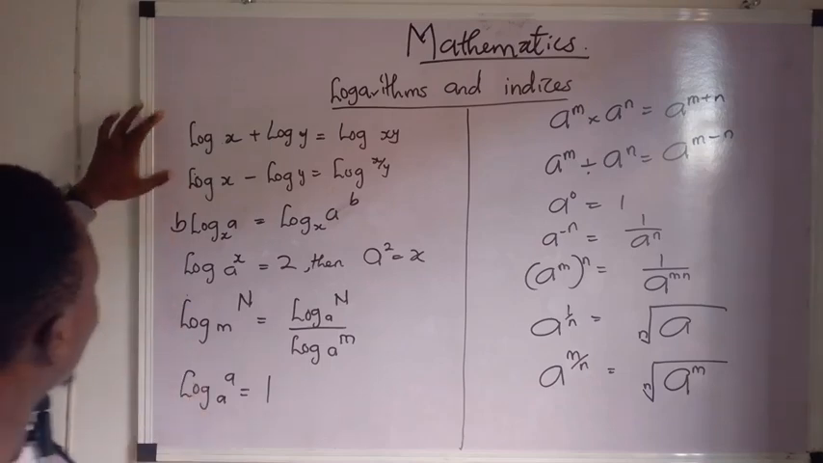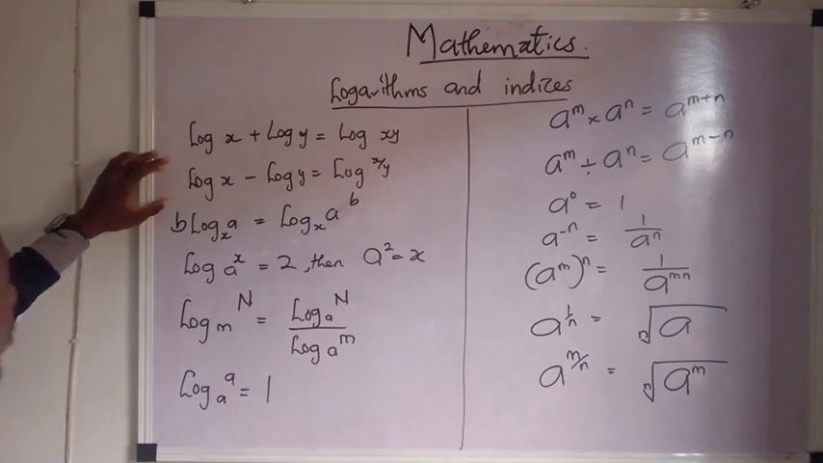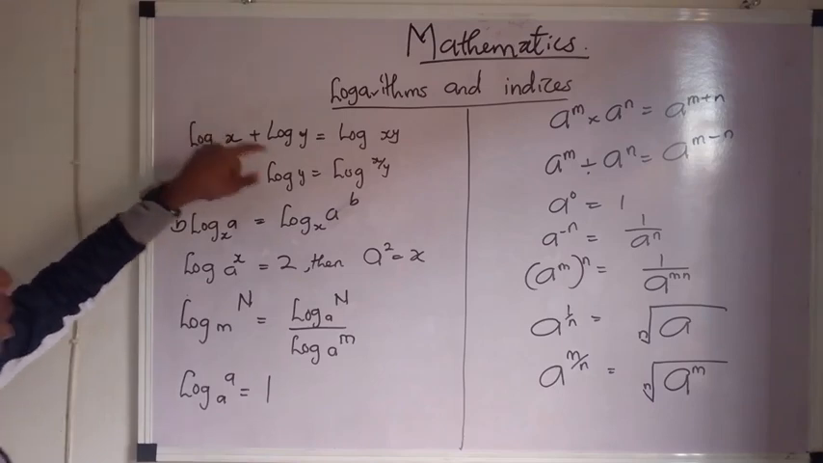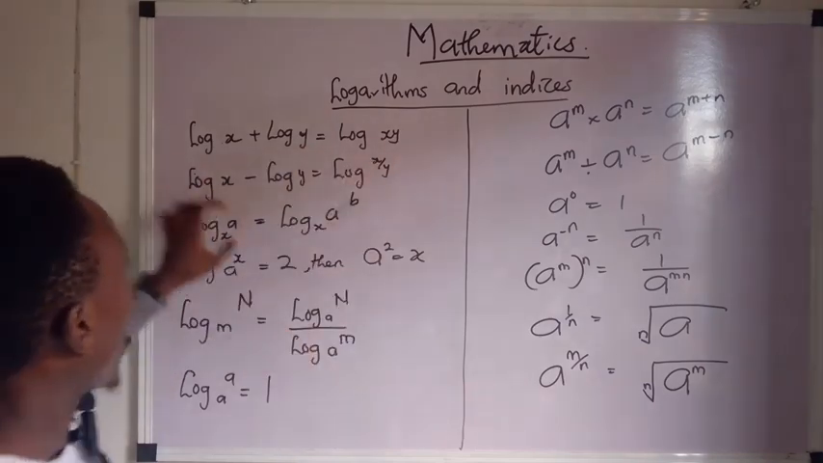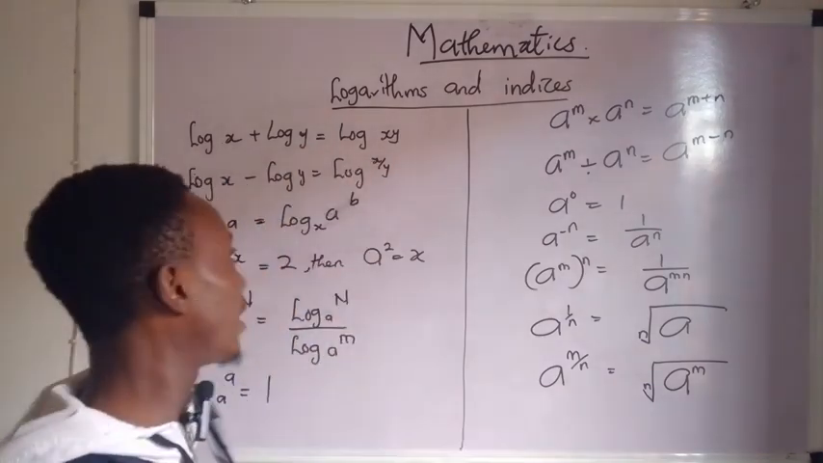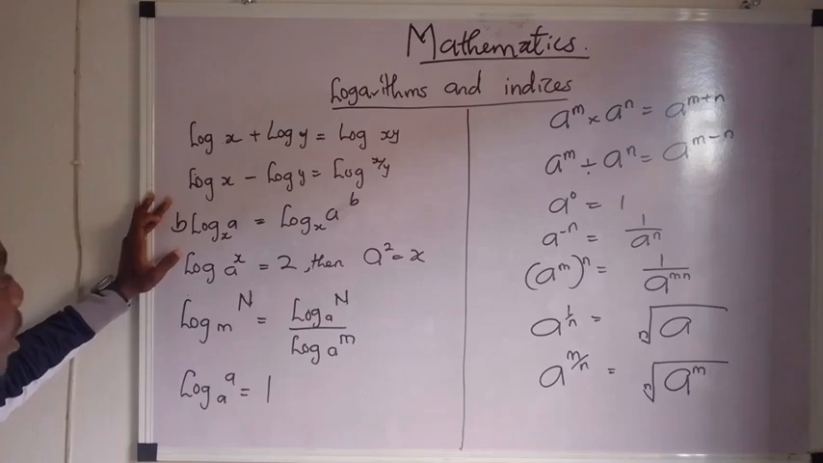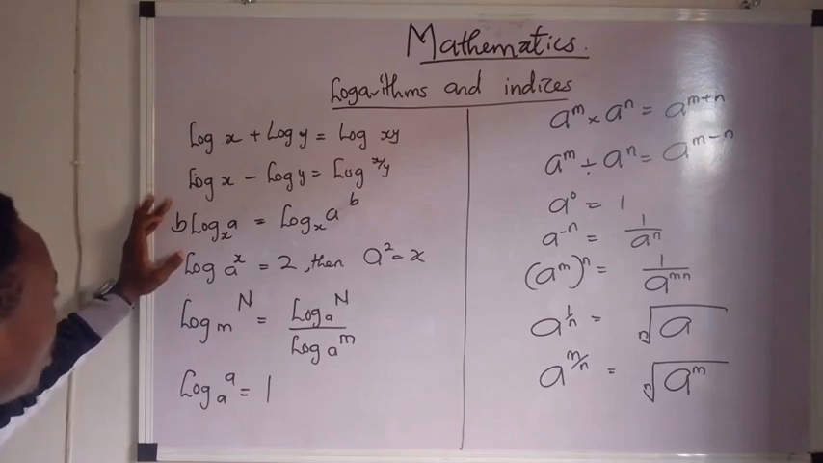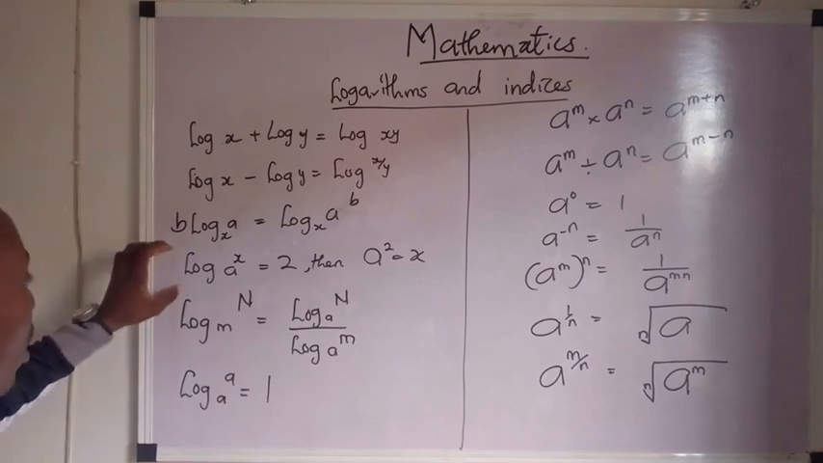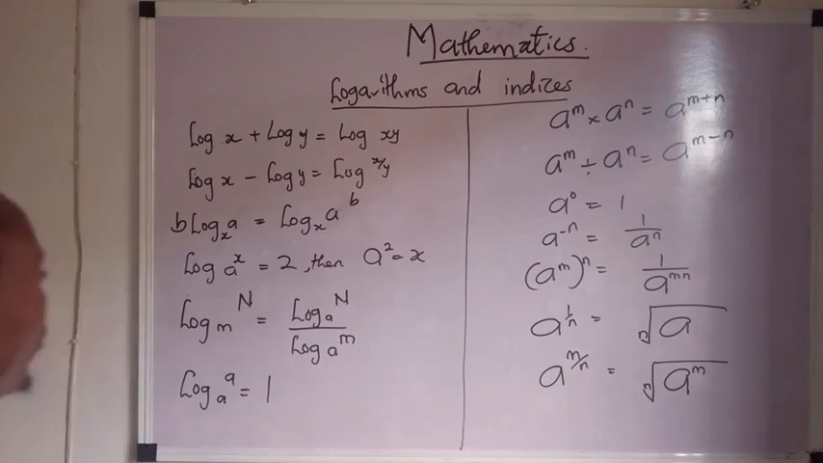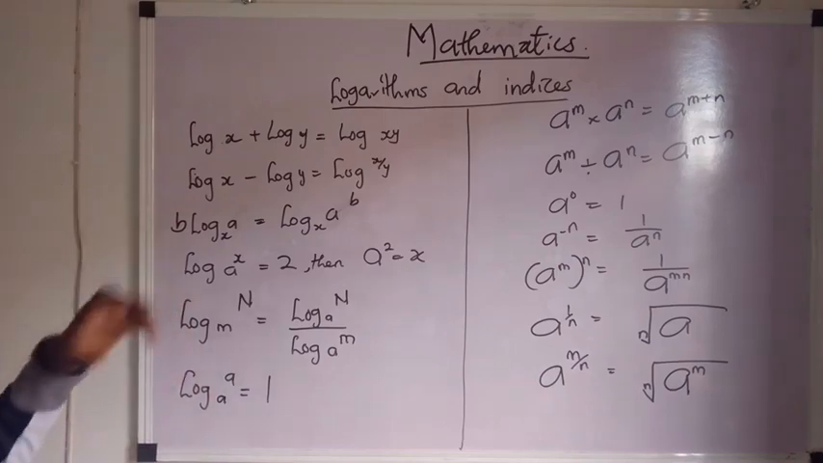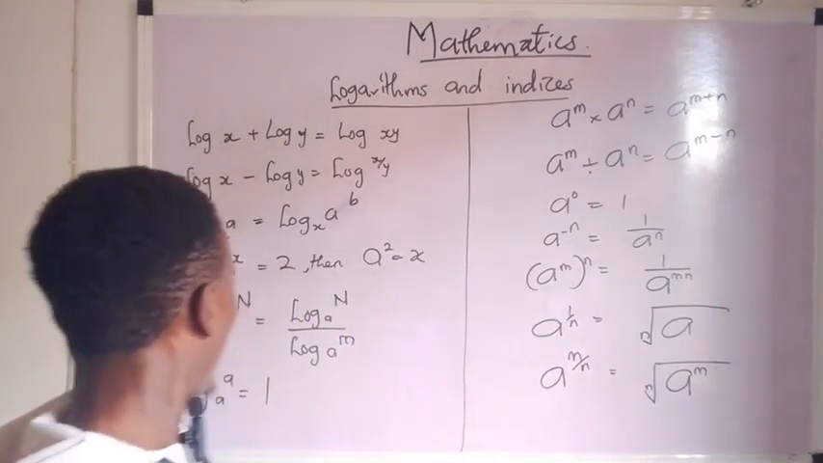So you have this generally known law, where when you add the logarithms together, you multiply, and when you subtract them from each other, you divide. Now this law operates more when you are dealing with the powers of logarithms. And also when you have this law, this is actually the relationship between indices and logarithms.